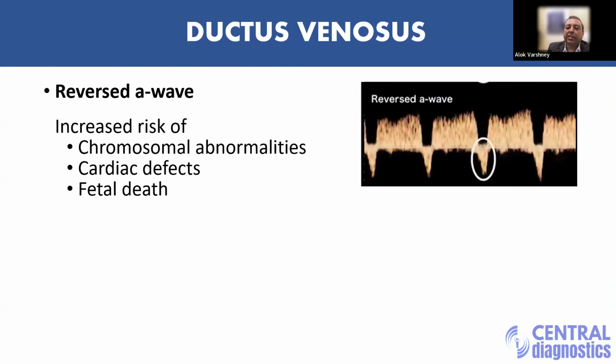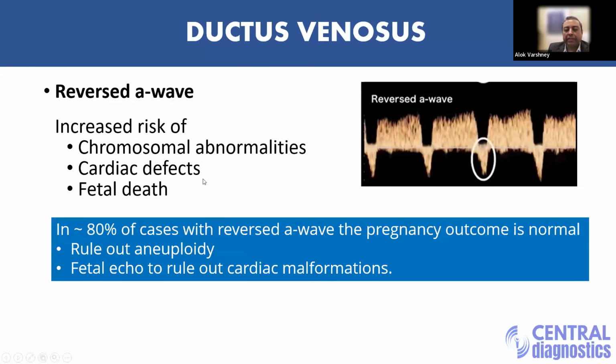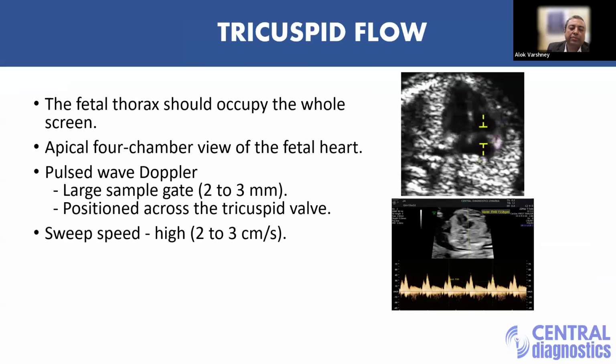And when we see something like this, that is reversal of the A wave, this tells us there's an increased risk of chromosomal abnormality, cardiac defects, and even fetal death. In many cases of reversal of the A wave, the pregnancy outcome is going to be normal, but we need to rule out aneuploidy, and we need to do a comprehensive fetal heart evaluation to make sure the heart is normal. For the tricuspid flow, again, we need to magnify quite a bit.